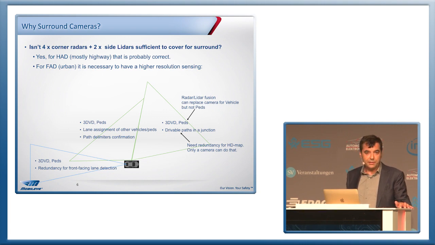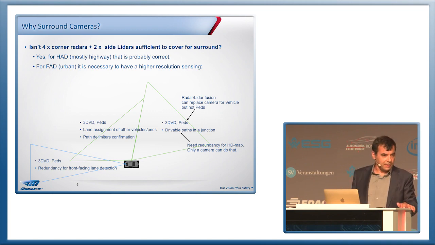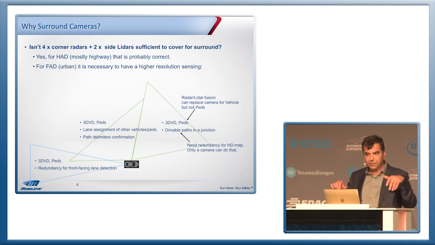And then why would we need a rear camera? Again, we have pedestrians and three-dimensional objects, but we want to have redundancy for the front-facing capability of detecting lanes. So this gives you a 360-degree view. This does not mean you don't need radars and you don't need laser scanners, but you must have cameras 360 degrees if you want to enter into city traffic. So that's all I want to say about sensing.